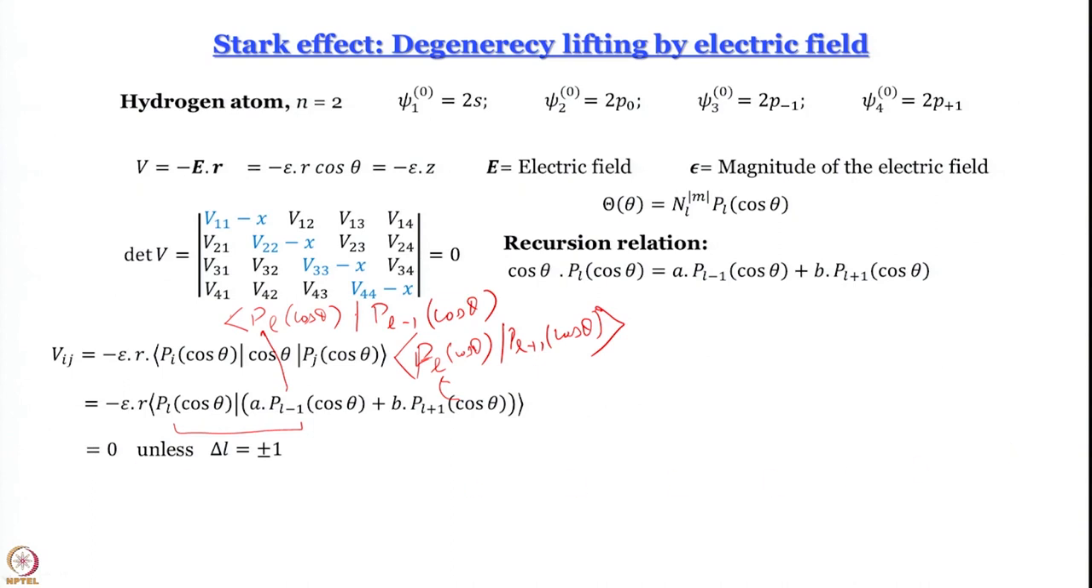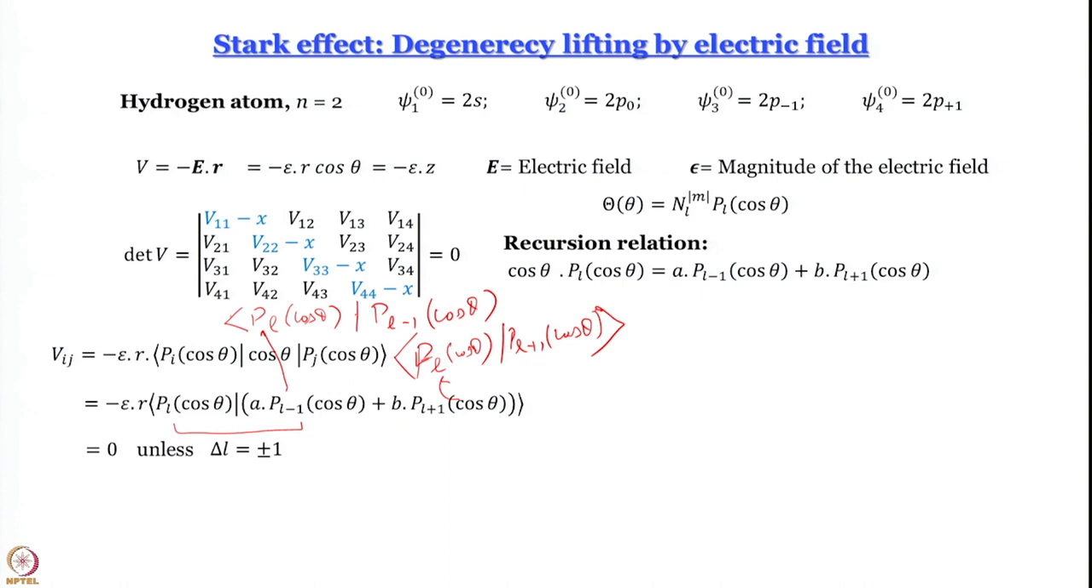So, if and only if delta L equals plus or minus 1, we are going to get Vij non-zero. Otherwise, in all other cases, you are going to get Vij equal to 0. Now, let us think about V11, V22, V33, V44. Very easily, they are all equal to 0, you do not have to worry much, because of course delta L is not equal to plus or minus 1, it is 0. So, V11, V22, V33, V44 are gone.